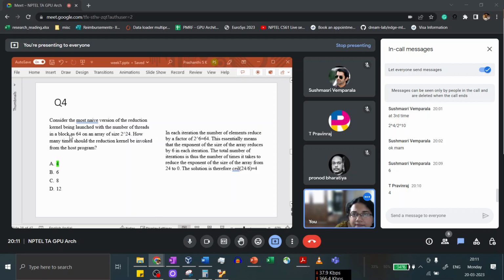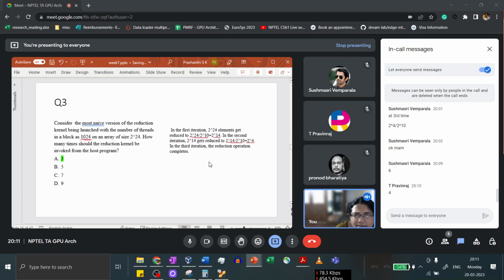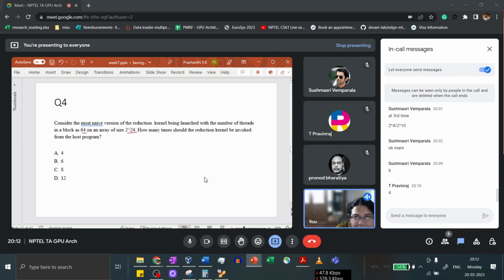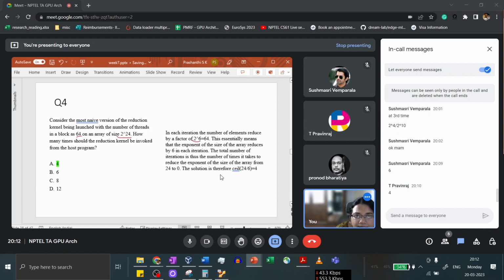Alright. So here the number of threads per block is given as 64, which is 2 power 6. Right? And your array size is 2 power 24. So just the way we did the last question, there we did 2 power 24 divided by 2 power 10, which means that the exponent reduces from 24 to 24 minus 10. So each time there is a minus 10 that happens to the exponent.